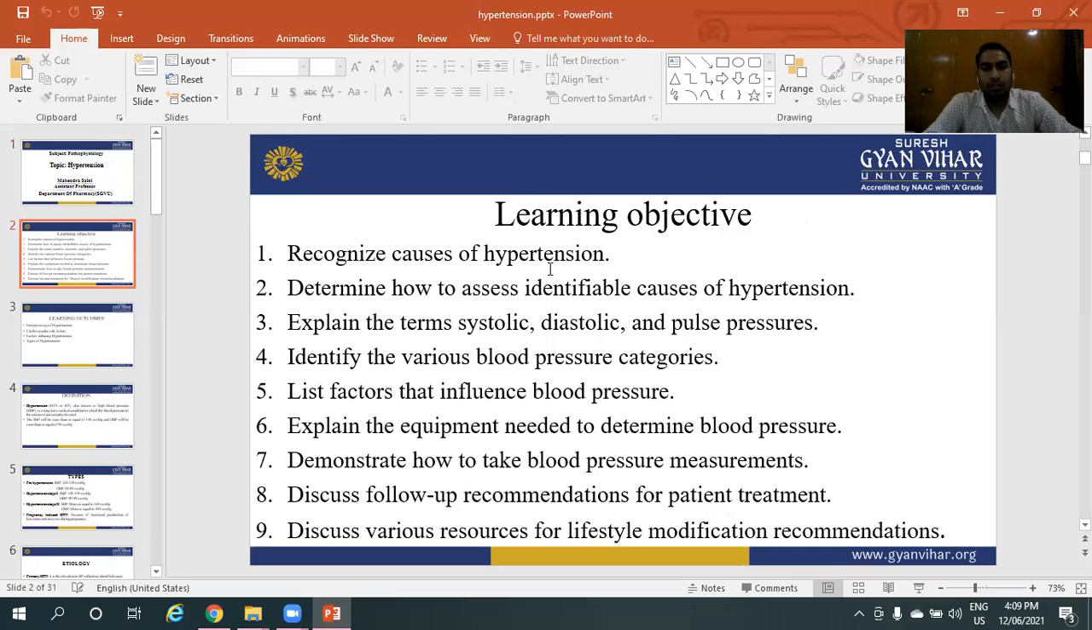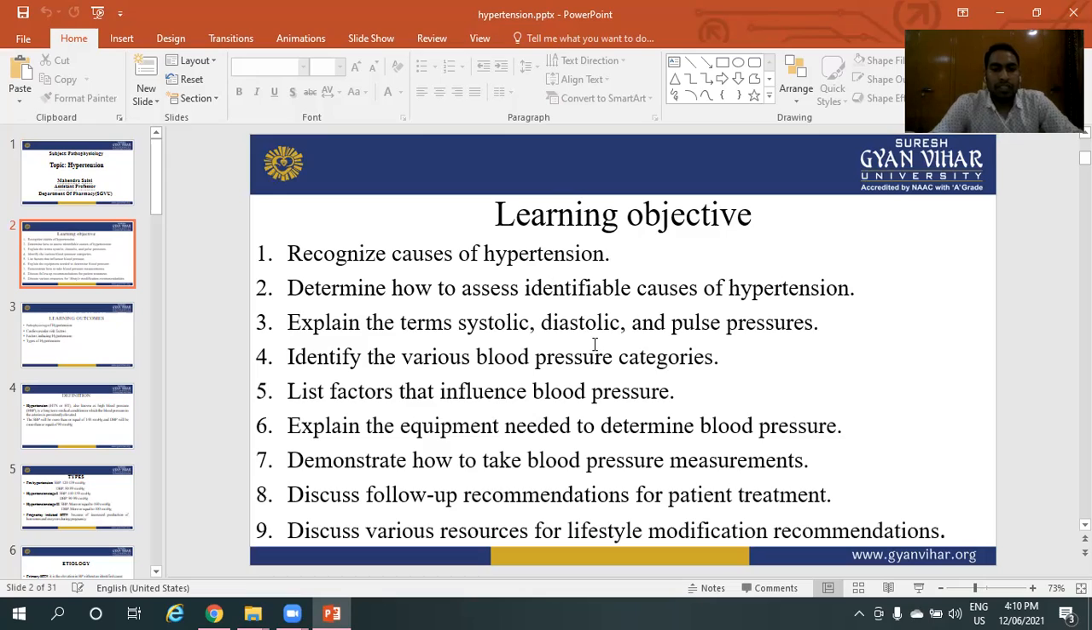Learning objectives of hypertension. The first objective is to recognize the causes of hypertension. The second is to determine how to assess identifiable causes of hypertension. The third objective is to explain the terms systolic, diastolic, and pulse pressure.